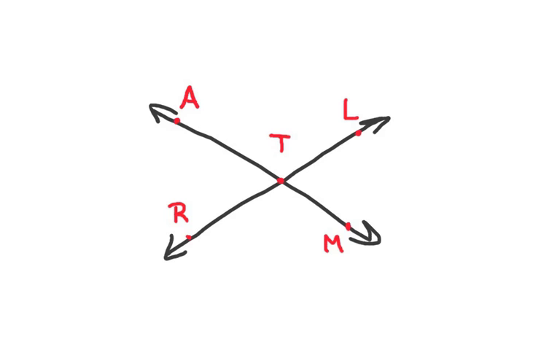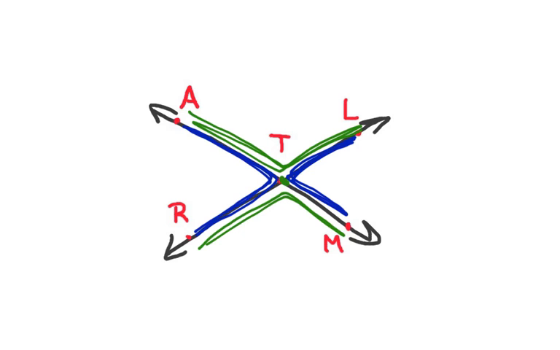Here are two more lines that cross, but they're labeled a little differently. Let's take a look at the vertical angles, the angles that are opposite each other on the common vertex. So we've got angle ATR. This angle here is opposite angle LTM. So those two angles are vertical. We also have angle ATL, and the angle opposite the vertex is angle RTM, this angle right here. Those two angles are also vertical angles.